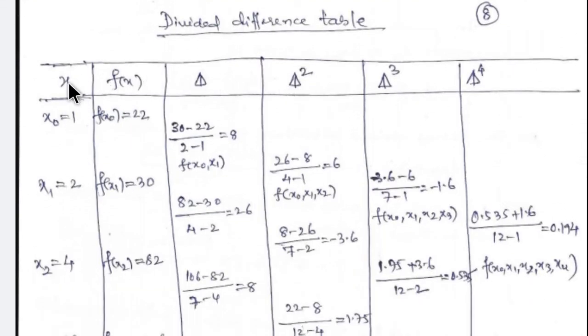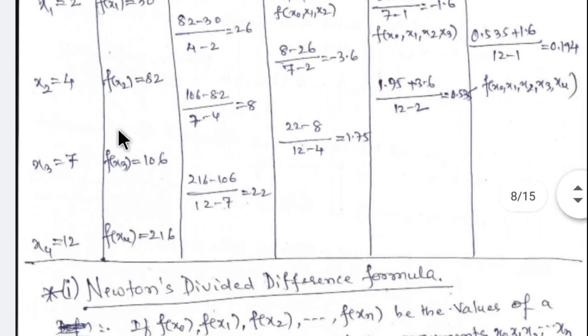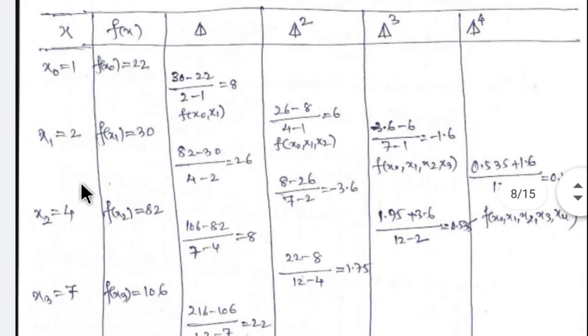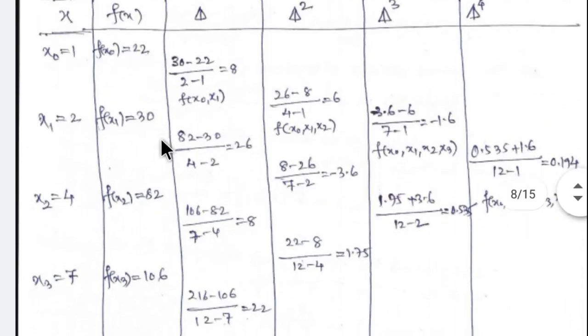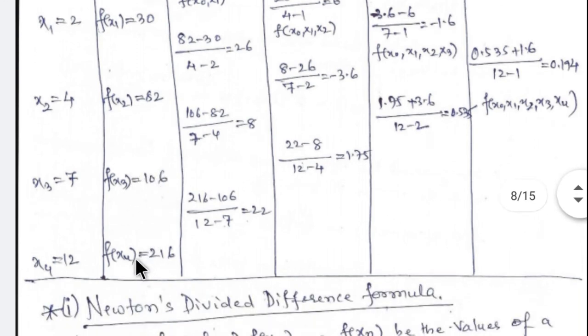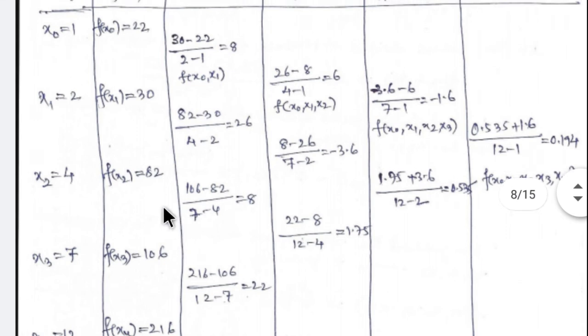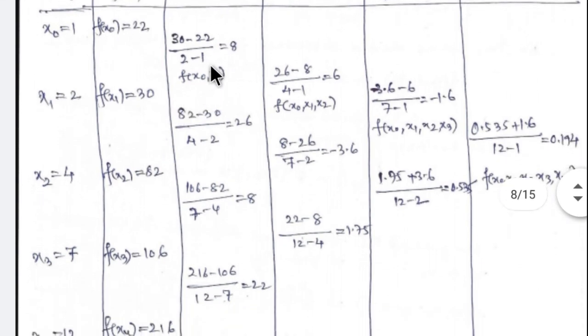So you write the x values, the arguments, as entries. The x values are 1, 2, 4, 7, 12. Here the f x values are 22, 30, f of x2 is 82, f of x3 is 40, 106, and f of x4 is 216. I have taken them like this at the very beginning to explain.